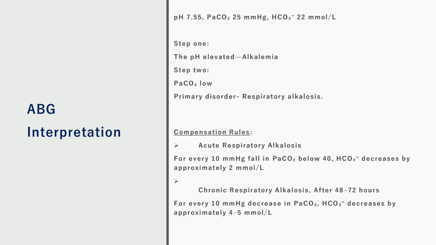Compensation rules. Acute respiratory alkalosis: for every 10 mmHg fall in CO2 below 40, bicarbonate decreases by approximately 2 millimole per liter. In chronic respiratory alkalosis, meaning after 48 to 72 hours, for every 10 millimeters of mercury decrease in CO2, bicarbonate decreases by approximately 4 to 5 millimole per liter.